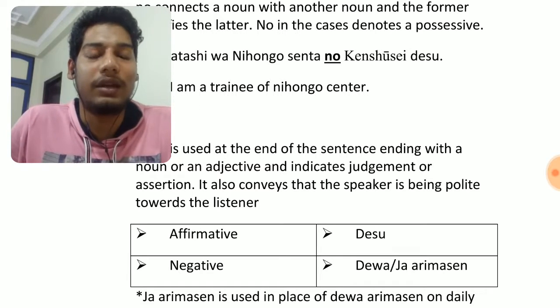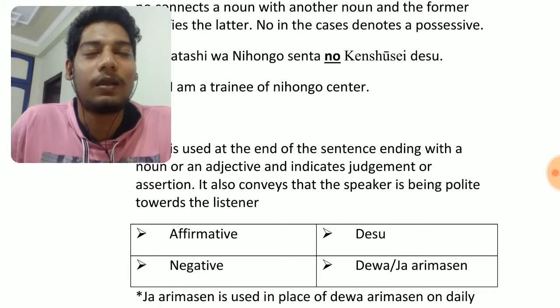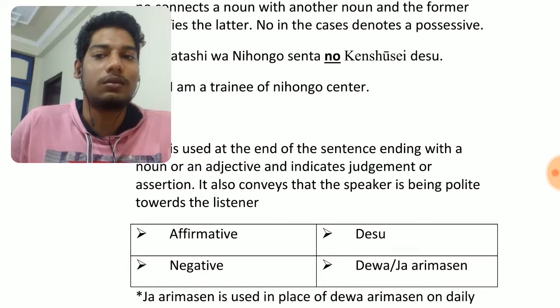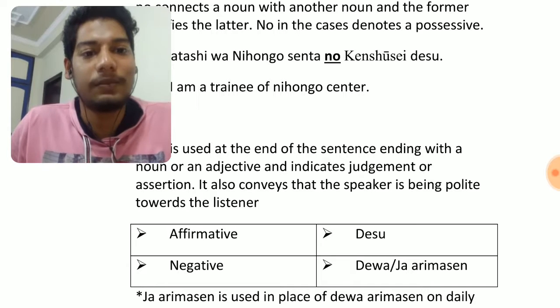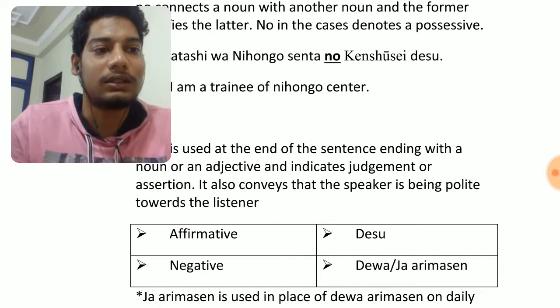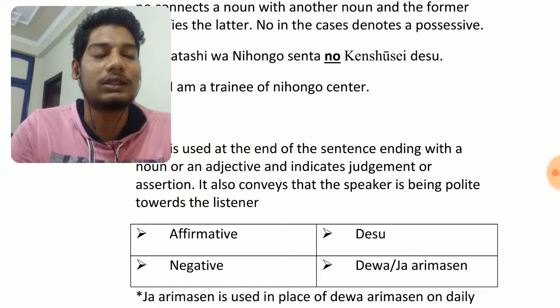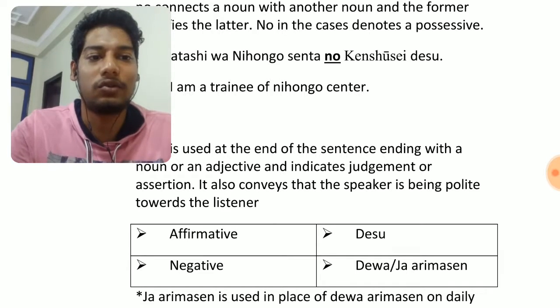So there are two forms, affirmative and negative. Affirmative is desu, negative is dewa arimasen or ja arimasen. Ja arimasen is mostly used if we are meeting someone on a daily basis. Dewa arimasen is used to give more politeness. Thus, if we are positive about that, like I said, I am a trainee: watashi wa kenshusei desu. If I want to say I am not a trainee: watashi wa kenshusei dewa arimasen. I am not a trainee.